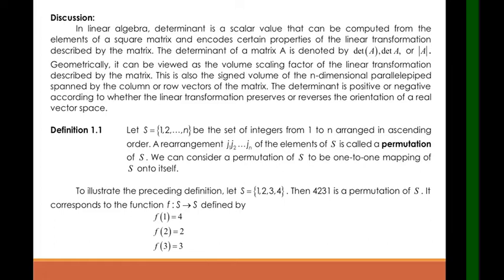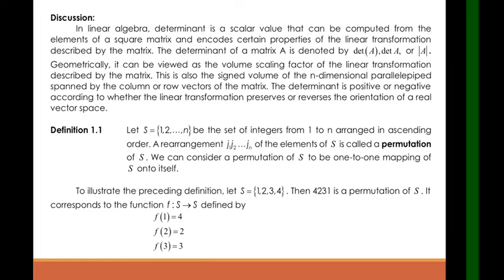It has a very important role in linear transformation and vectors. The determinant is positive or negative according to whether the linear transformation preserves or reverses the orientation of a real vector space. So for the definition of the determinants, we start with the permutation.